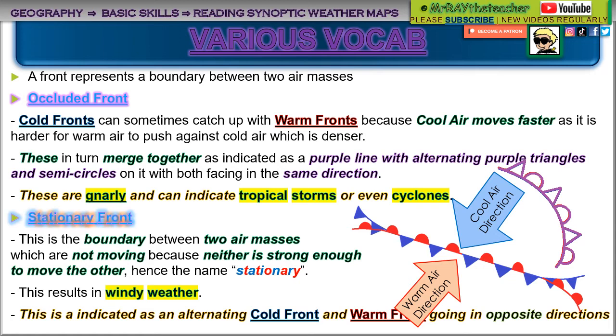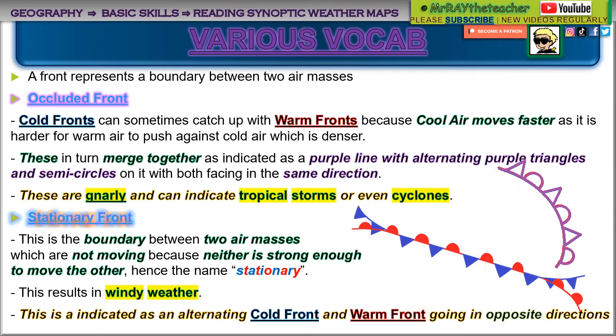It's indicated as an alternating cold front and warm front going in opposite directions. So look where these little icicles are going. Look where these red semicircle donuts are going. So there's the warm air going that way up, and there's the cold air going down, and they're still battling it out over here.